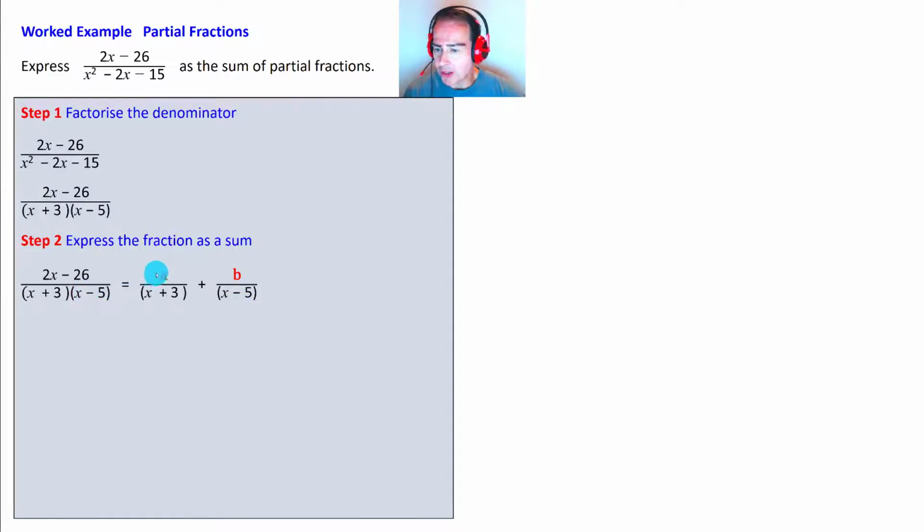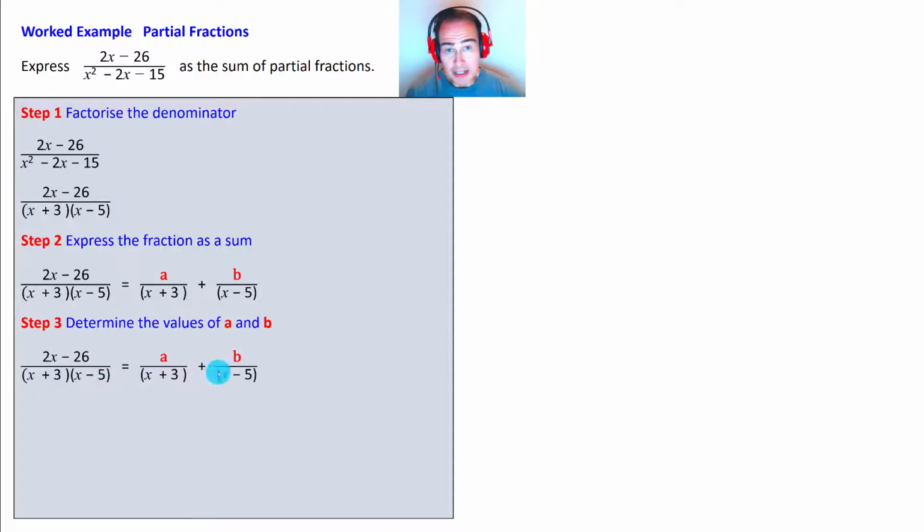So there are two possible numbers for a and b which would make this expression true, and our task now is to determine what they are. So that becomes step 3. Determine the values of a and b for which this expression would be true, because once we've done that, we've actually solved the question. We've expressed it as the sum of two fractions, the two fractions being these two parts with the values of a and b substituted in. So the technique's fairly straightforward.